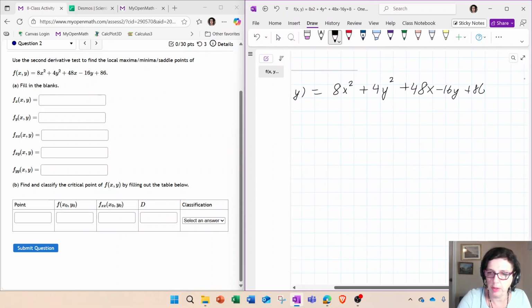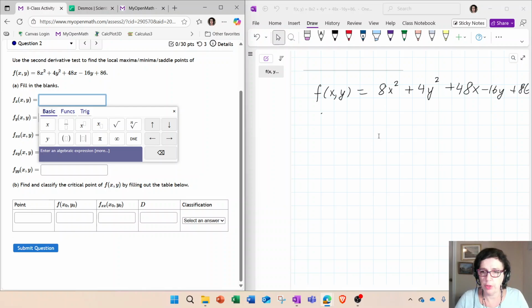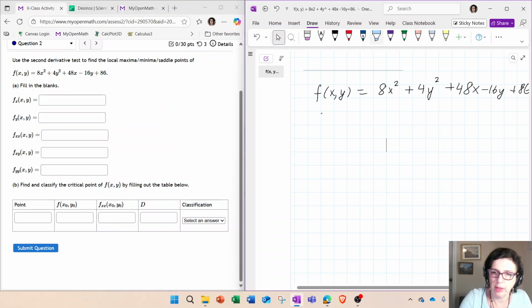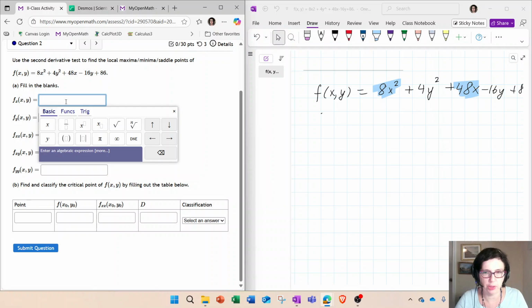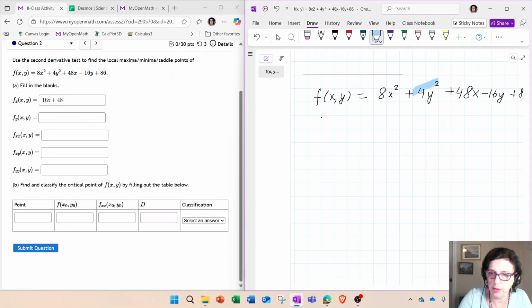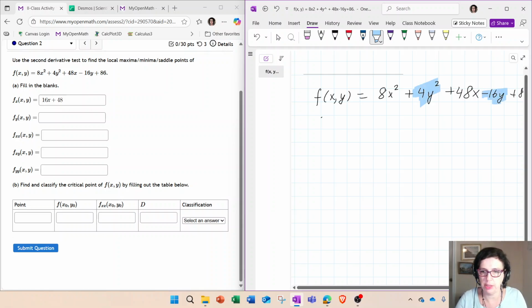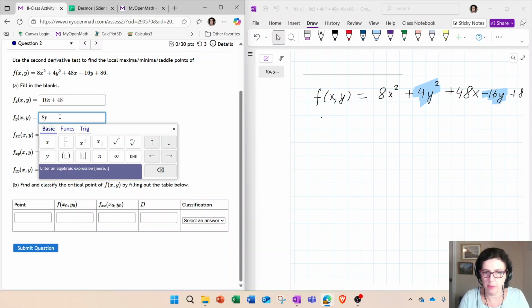Okay, so this is going to be 86. All right, so let's find the partial derivatives, and I can just do that over here. First, I want to only highlight terms that have x. The other terms I'm not going to highlight because they are going to disappear and become 0. So this is just going to be 16x plus 48. Then I am going to only highlight terms that have y. That means it's going to be this part, and that's it. The 86 is a number. So I will take the derivative of that, and that'll be 8y minus 16.